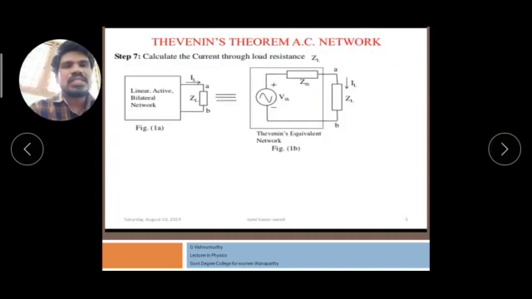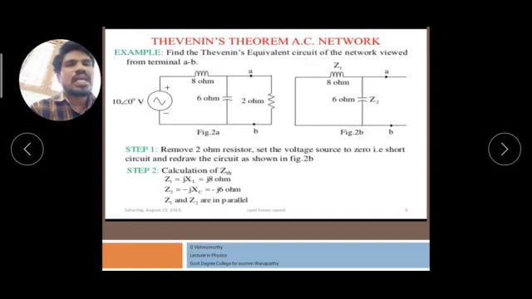Then, for example, we will take this bilateral network and convert it into a Thevenin equivalent network. These diagrams 1A and 1B show the Thevenin theorem in AC networks. Another example: find the Thevenin equivalent of the network viewed from terminal AB. From this terminal AB we will calculate the Thevenin equivalent circuit. How is it possible? Let's see.